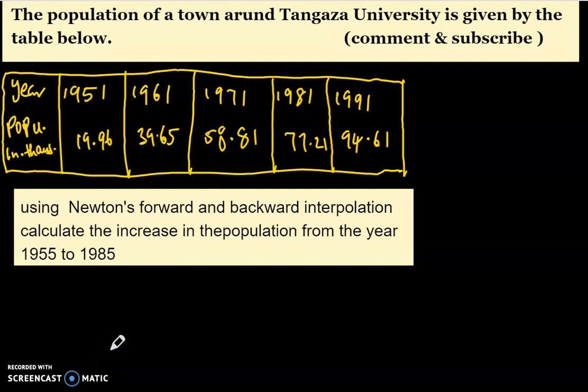Welcome to Chibuzor Mathphysics. In today's video, we are going to continue with Newton's interpolation. Here we've got a question. The population of a town around Tangaza University is given by the table below.